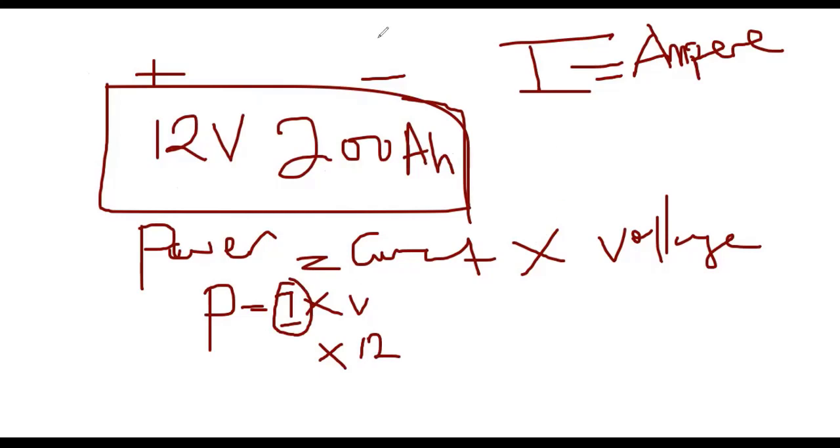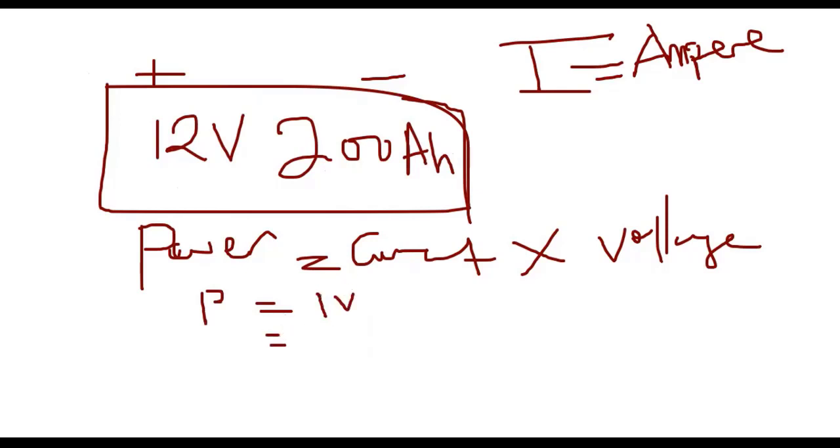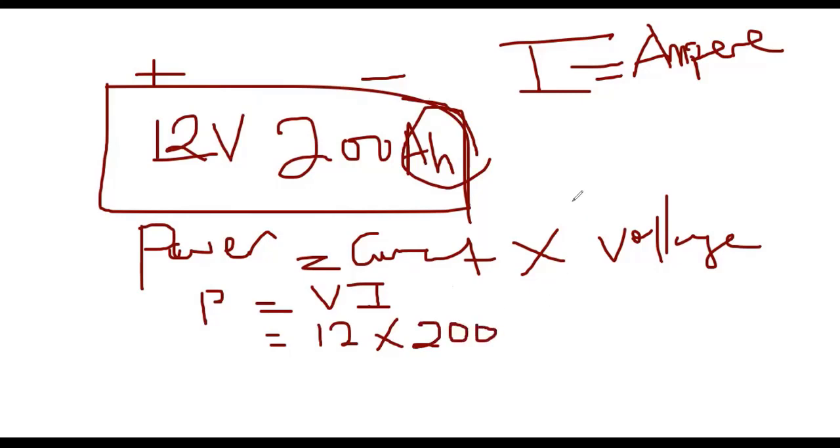But let me do something now. Just follow me. We know already that P equals IV, or let me use VI. VI is a popular place in Lagos, Victoria Island. Power equals VI. Now the V is 12, multiplied by the current. But for a battery, you call it ampere hour, which is 200. Right, guys?